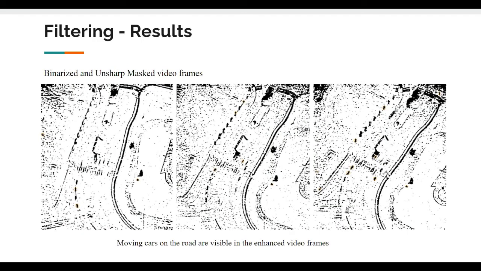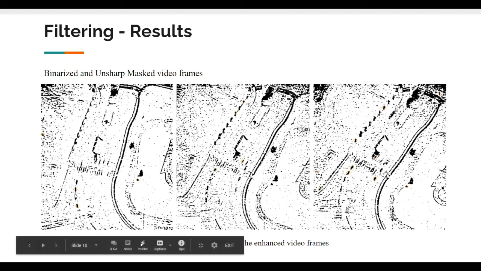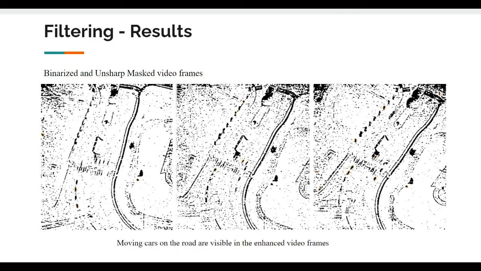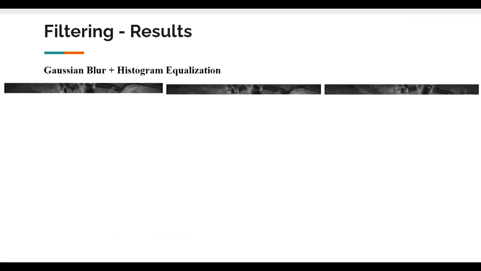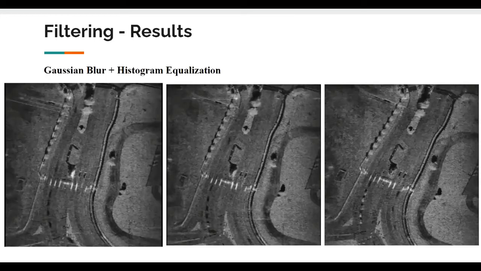So this is the output of binarized and unsharp masked video frames. You can see that here. If you see my cursor, these are the moving vehicles shown as black pixel clusters. And this is the result of Gaussian blur plus histogram equalization. So we combined both the filtering techniques into our approach.